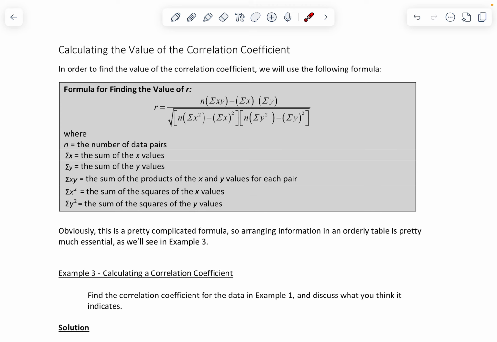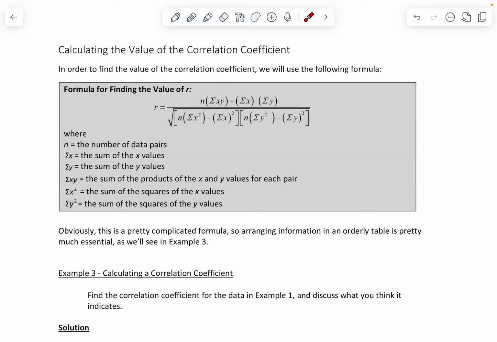So down here, we have a description of what everything in the formula represents. N equals the number of data pairs. In the scatter plot we created for the first example, we had 10 pairs of data, so N would be 10. This is sigma x. It represents the sum of the x values. This is sigma y. It represents the sum of the y values. This is sigma xy. It represents the sum of the products of the x and y values for each pair. This is sigma x squared. This represents the sum of the squares of the x values. And then sigma y squared, which represents the sum of the squares of the y values.